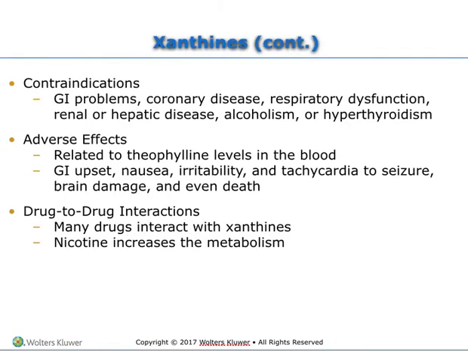So who shouldn't take a xanthine like theophylline? People that have GI problems, coronary artery disease, respiratory dysfunction, they have renal or liver problems, if they're alcoholic or hyperthyroidism. The adverse effects we need to watch for is GI upset, nausea, irritability, tachycardia, and it can go even further to seizures, brain damage, or death. So this is why these are not first-line medications.